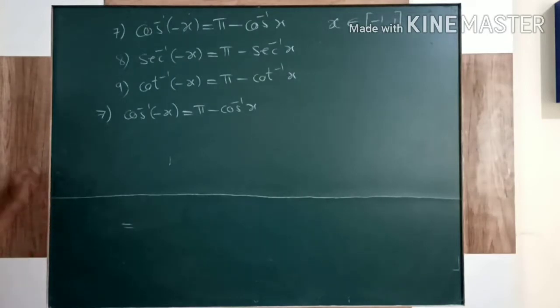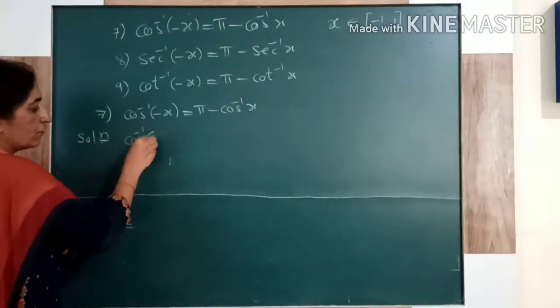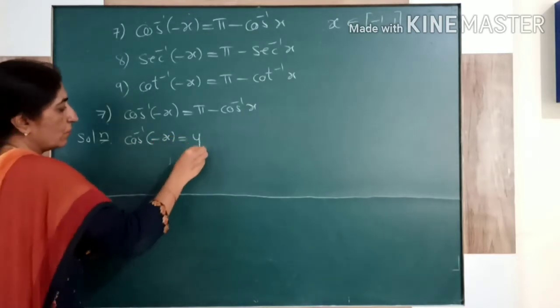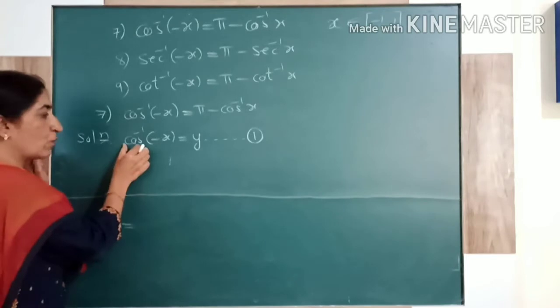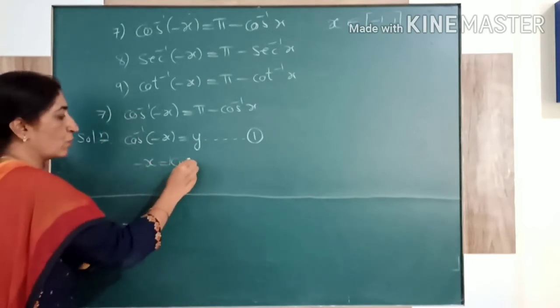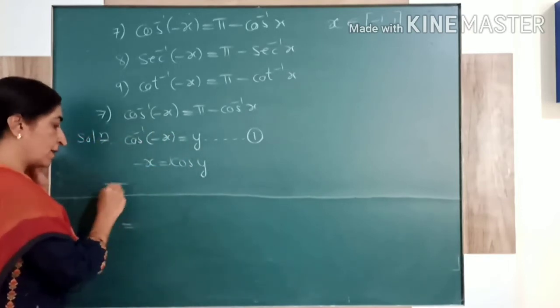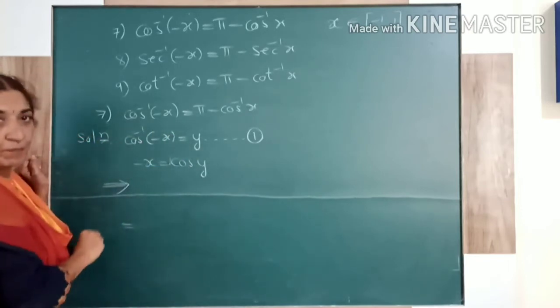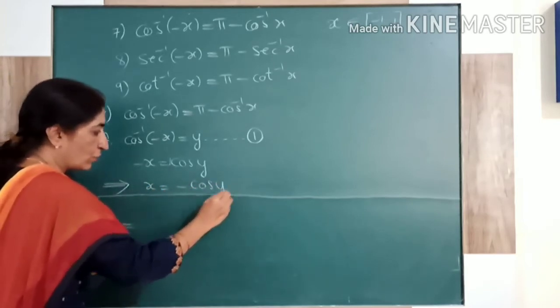So here also I am writing the LHS as y. Cos inverse of minus x as y, equation 1. As we did in the previous one, take only the cos inverse part on this side. Minus x is equal to cos y. Again multiply both the sides, so you can write implies x is equal to minus cos y.